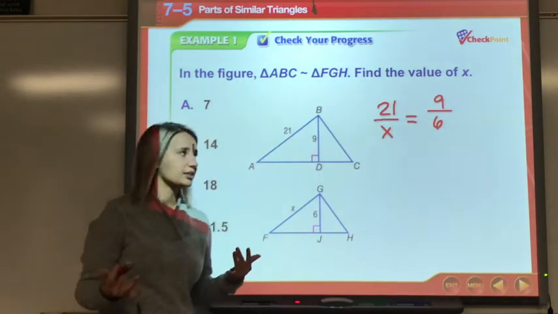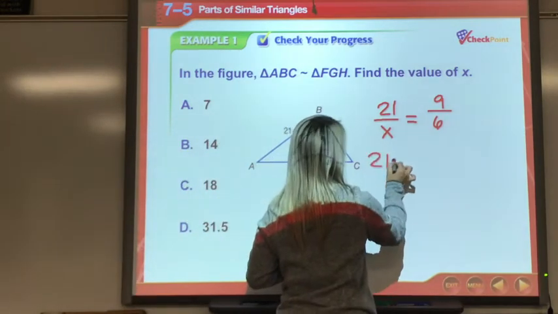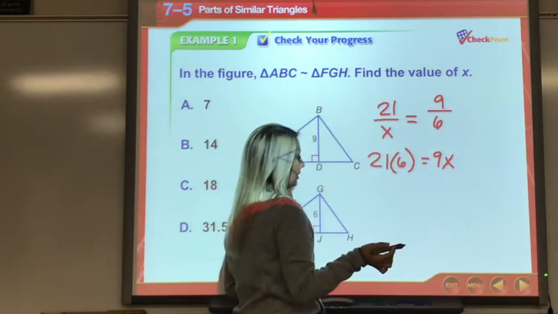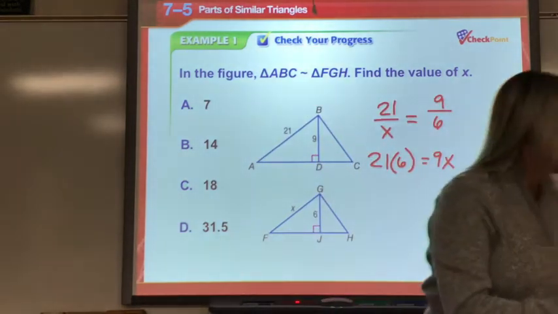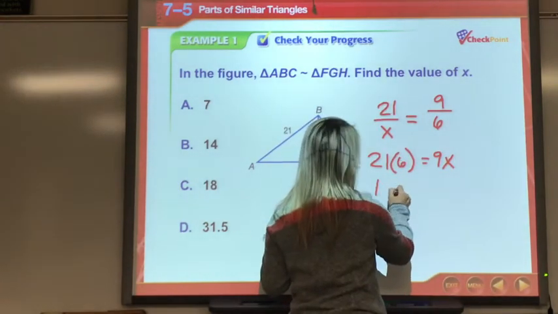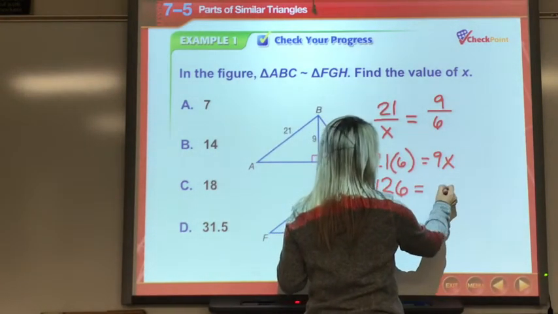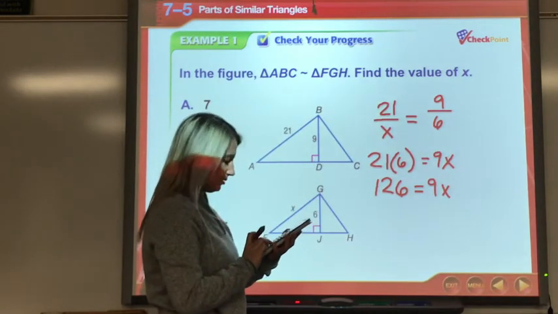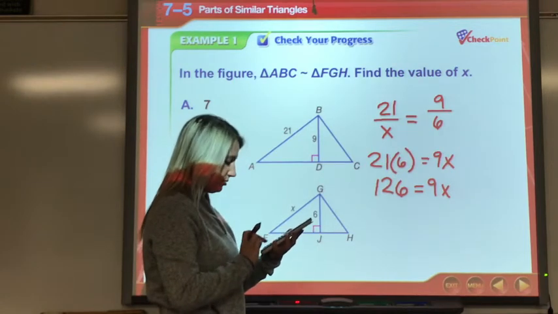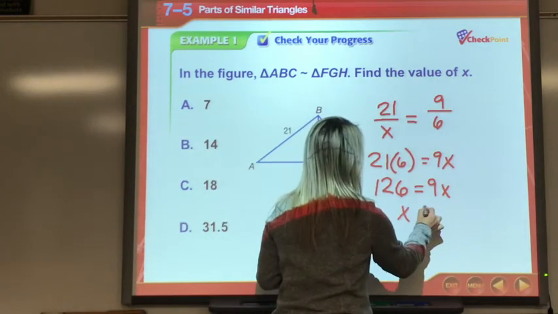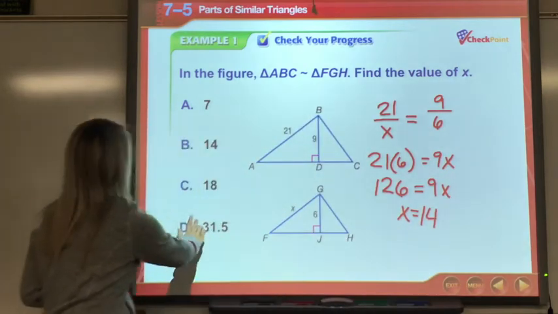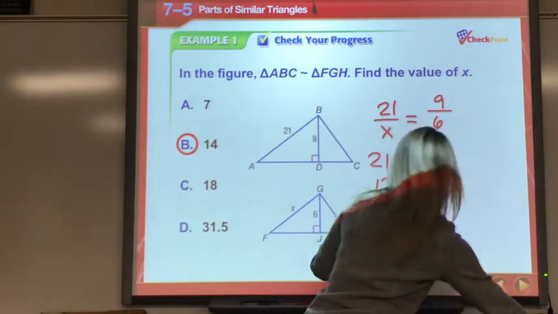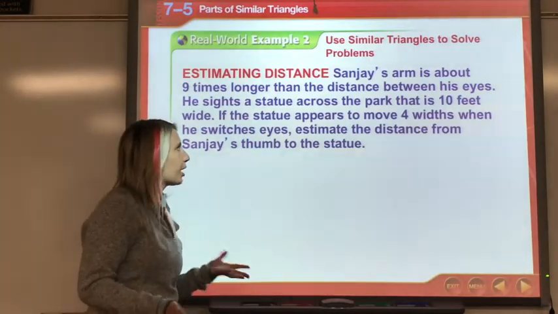Okay, apply that cross product property, so then we get 21 times 6 equals 9x. Over here we should get 126 equals 9x. Let's plug that in quick. We get x equals 14. So at home you guys should have been finding that the answer is B. 14 is this value of x. Okay?